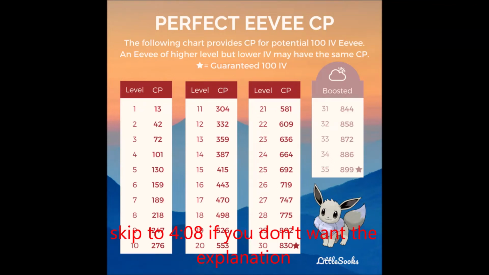Alright, so this is going to be a really quick guide on how to use search strings to search for perfect Eevees. So you might have seen some kind of chart like this, floating around Discord, Reddit, whatever you use, maybe Facebook. And this is basically a chart that gives you an idea of, hey, if you see an Eevee of this CP, there's a chance, not a very good chance, but there's a chance that it can be a perfect Eevee. Perfect, of course, being that its IVs are all maxed.